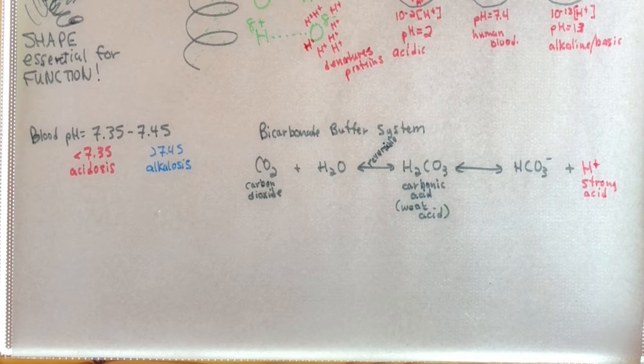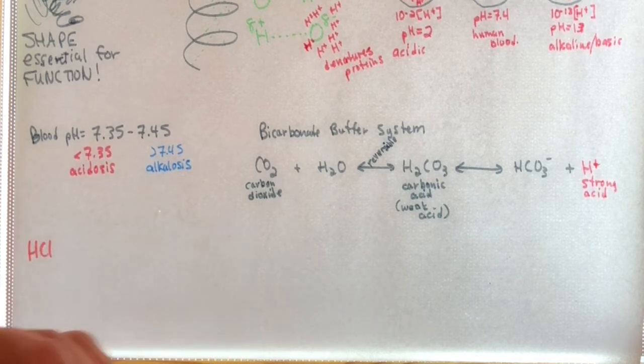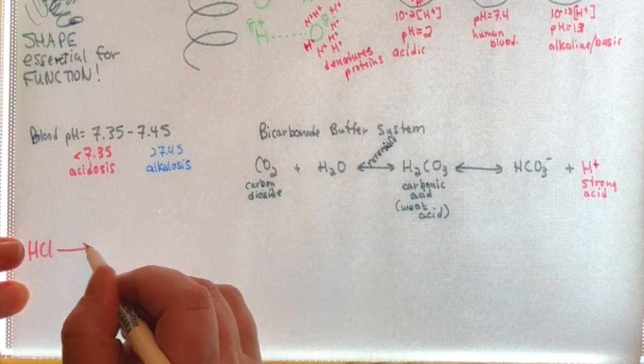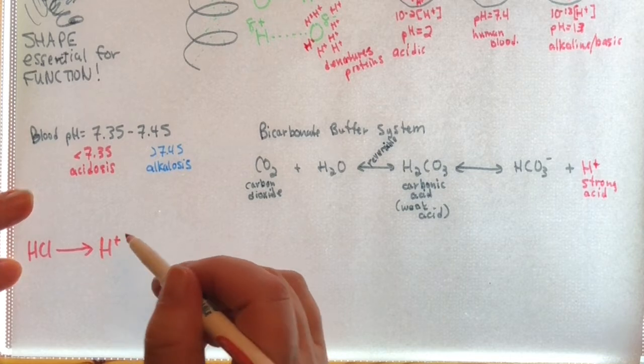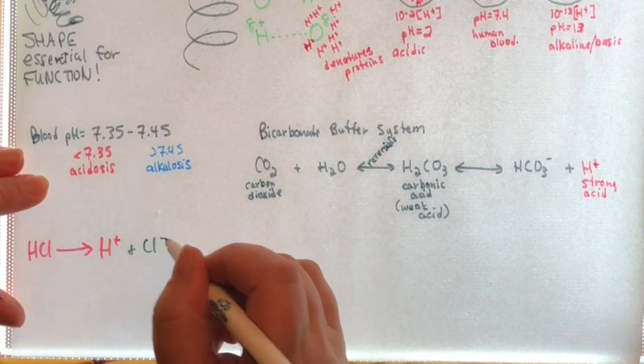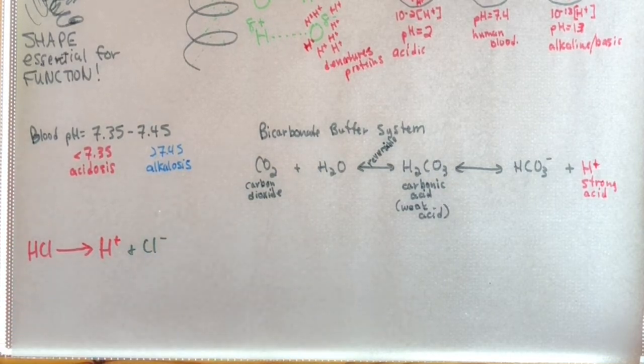Now, let's discuss this carbonic acid. We call it a weak acid because when you place a weak acid into water, for example, it can go reversibly and incompletely either way.